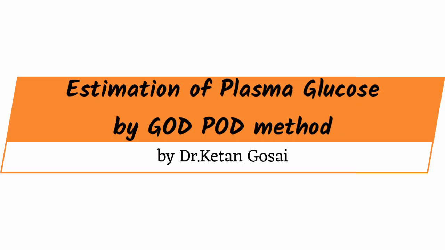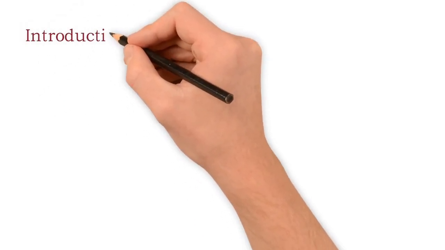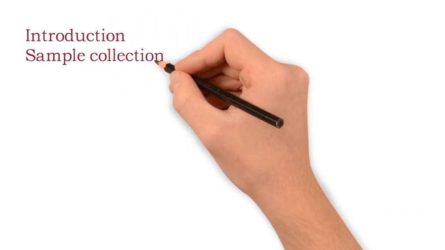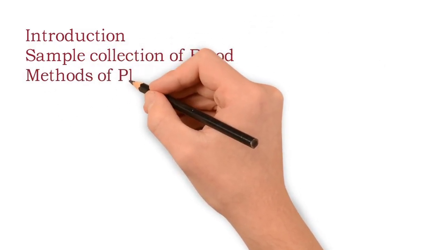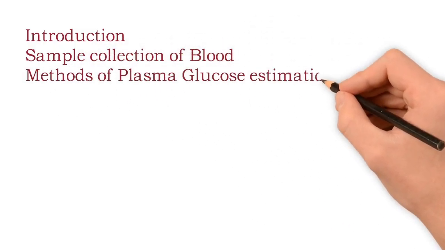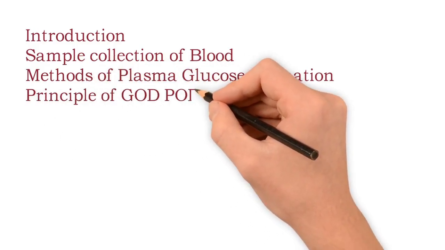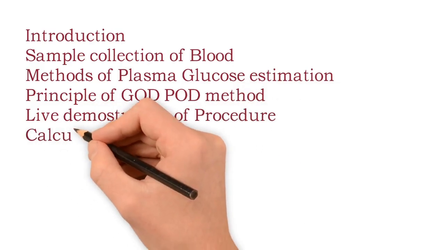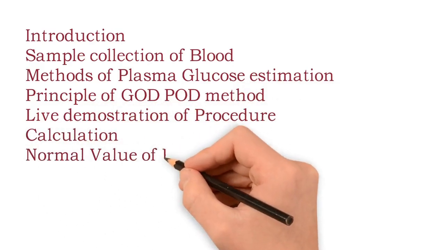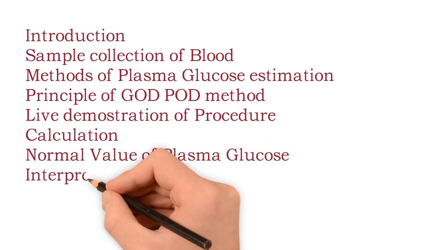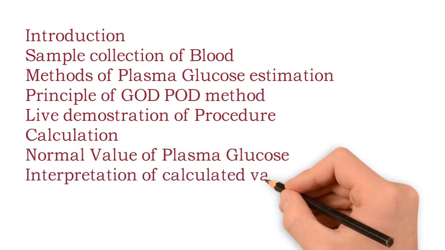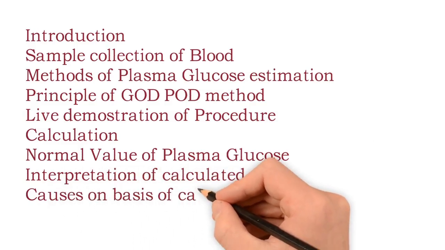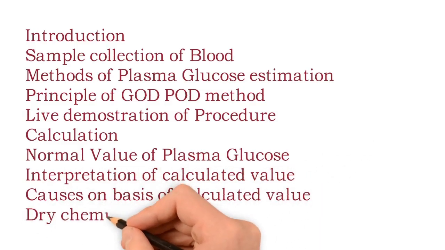Hello friends, in this video we are going to see estimation of plasma glucose by glucose oxidase peroxidase method. Following points will be covered: introduction, sample collection of blood, methods of plasma glucose estimation, principle of glucose oxidase peroxidase method, live demonstration of this procedure, calculation, then normal value of plasma glucose, then interpretation of our calculated value, causes on the basis of calculated value, and last, dry chemistry.